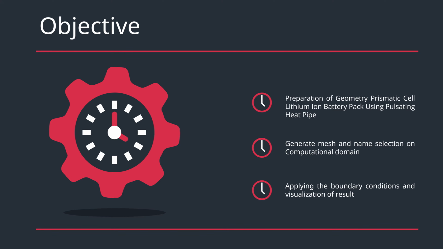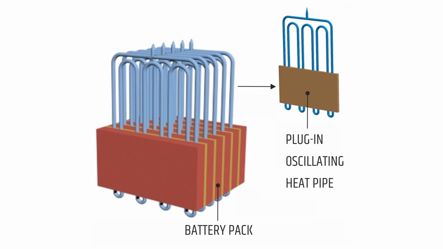So the preparation of geometry for prismatic cell lithium-ion battery pack using pulsating heat pipe, generate mesh and name selection on computational domain, applying the boundary conditions and visualizing the results. So this is one of the reference geometry which we are going to follow. Reference image I will say, because we are not exactly doing the same but with some different dimensions. So this is how we are going to proceed.